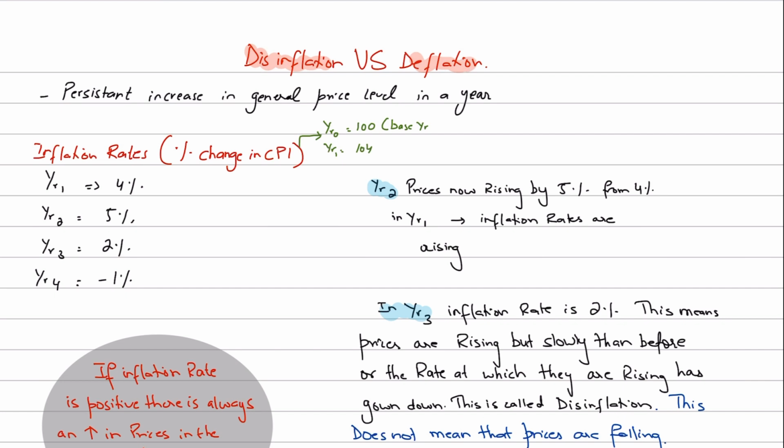Now guys, you all know what inflation is. Inflation is basically a persistent increase in the general level of prices over a given period of time in a year, right? Now when we talk about inflation, there are two more things that we need to know when studying inflation, that is disinflation and deflation.